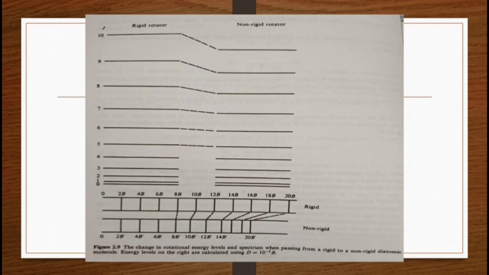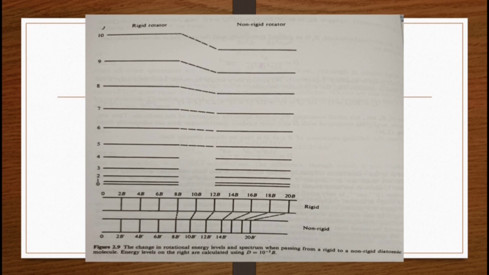See here, here is one diagram in which we can see the change in the rotational energy levels and the spectrum when passing from a rigid to a non-rigid diatomic molecule. The energy levels on the right are calculated using D equal to 10 raised to minus 3 B. Here the two diagrams show two types of transitions: 0, 1, 2, 3, 4, 5, 6, 7. Here the J value is going to increase and the spacing between lines is also going to increase.